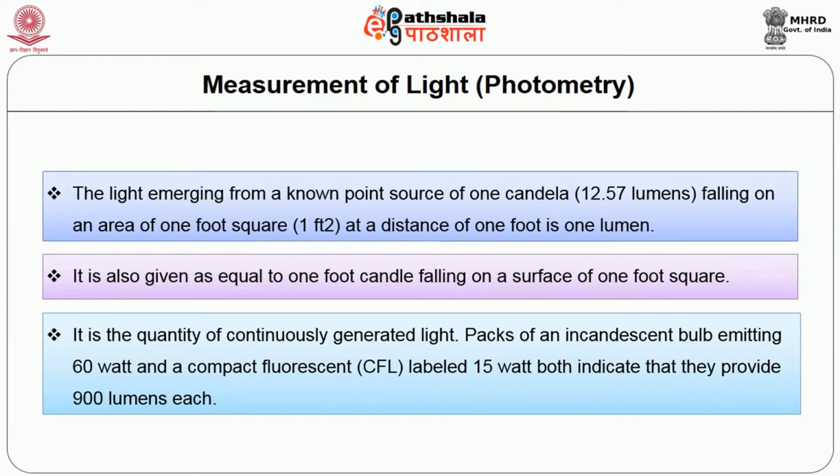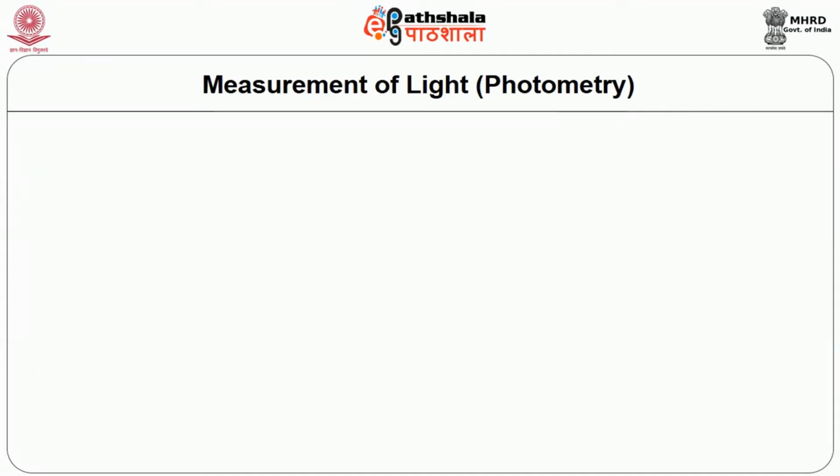Packs of an incandescent bulb emitting 60 watt and a compact fluorescent labeled 15 watt both indicate that they provide 900 lumens each. Therefore, this is a measurement of light versus area. If you look at the points given in this slide and the images in the next slide, you will understand the concepts better.